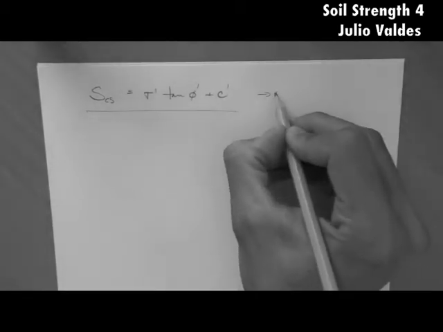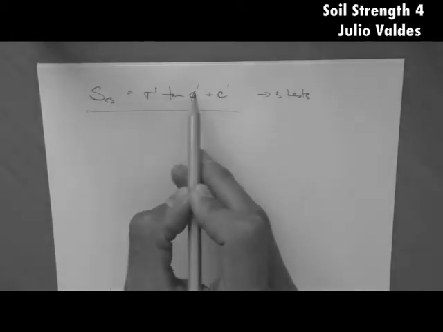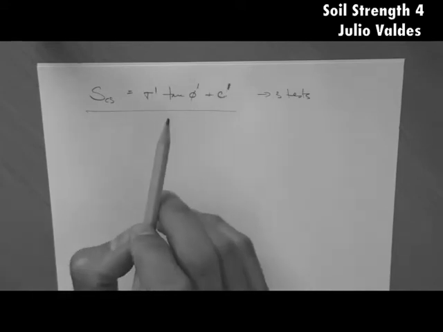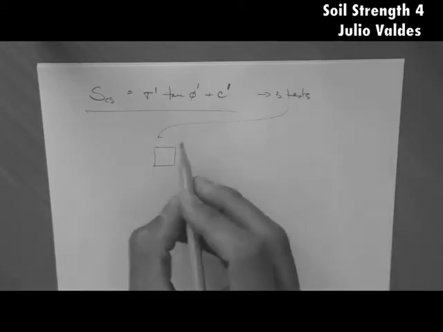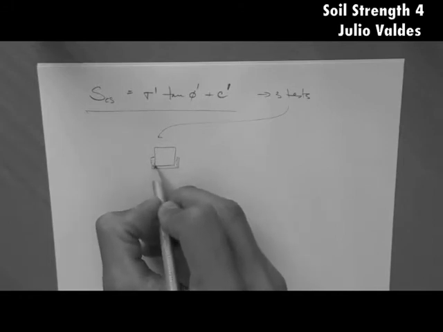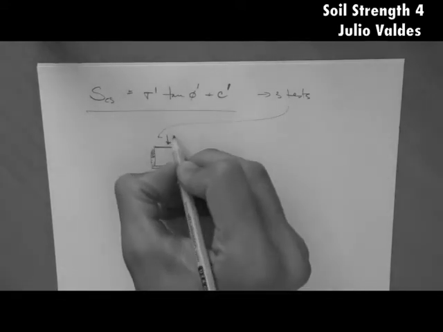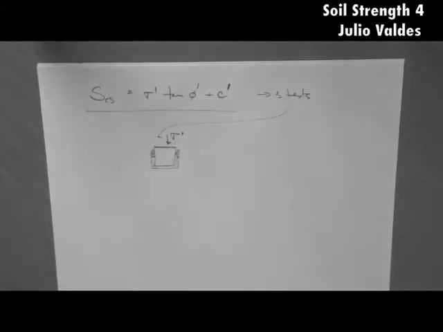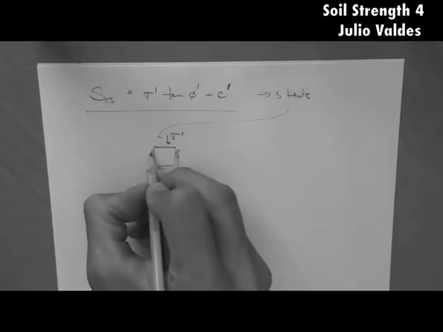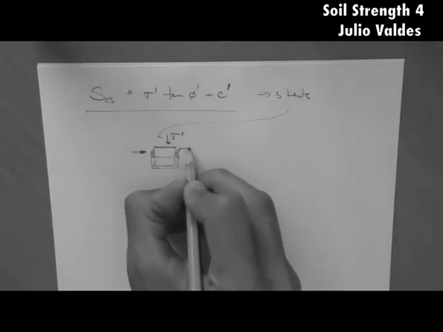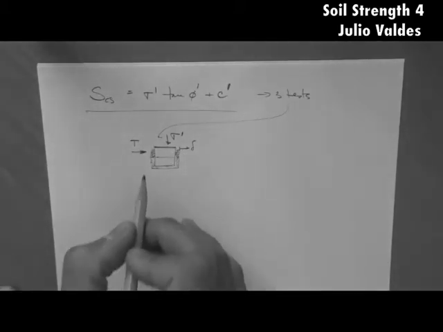Which is this, we need to run 3 tests, right? Notice that all these parameters here, these 3 of them, have primes on them. And the reason is because when we run these tests, we apply our stress, we wait for consolidation to end, therefore we put a prime here to denote that this stress is being carried by the particles, and then we push the top to create the failure surface while we monitor the deformation and the force. That's called the shearing stage.